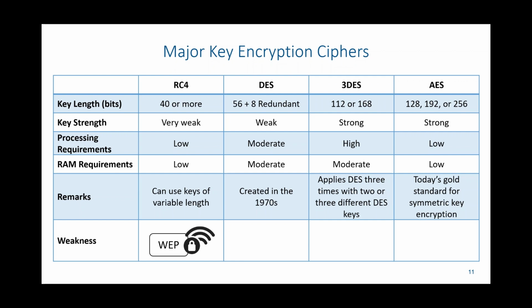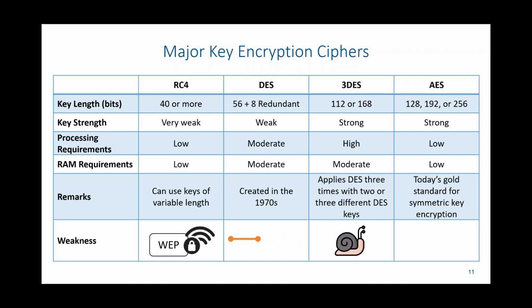DES is 56 plus 8 redundant bits. This is also weak, and it has moderate processing and RAM requirements. It was created in the 1970s, and the weakness is that it is short. So to overcome this, researchers have invented what is called 3DES, which is basically taking DES and having 3 times the bits. So it had strong key strength, but its processing and RAM requirements were much higher. The weakness of 3DES is that it was actually slow.